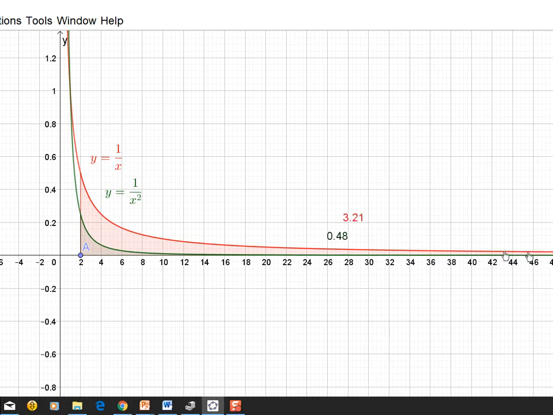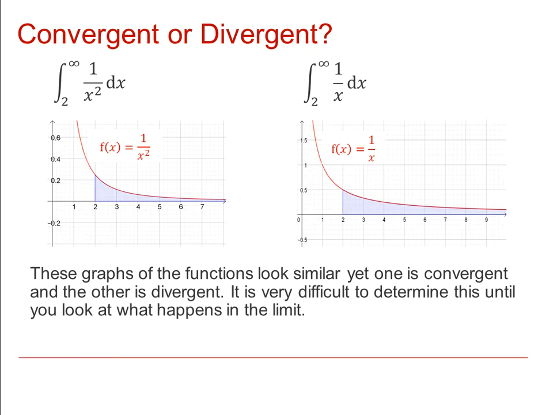So what's happening there is that the 0.48 is getting closer and closer to the limit of a half, but the 3.21 is not approaching any limit. So although these two graphs look very similar, the integral of 1 over x squared converges to the limit of a half, and the integral of 1 over x from 2 to infinity is divergent, so has no value.